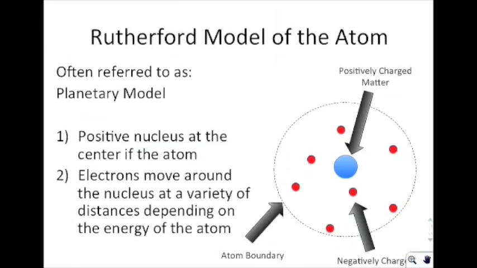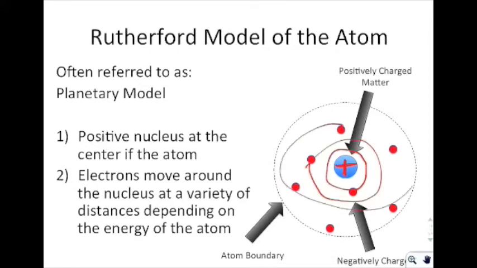And that led to what we call the Rutherford model of the atom. A lot of times this is referred to as the planetary model, and what it says is that there's a positive charge in the nucleus, and that the electrons move around the nucleus at a variety of distances. So you'll have one that goes here, and another one that goes here, and another one goes here. And these electrons just move about in circles just like the planets move about the sun.